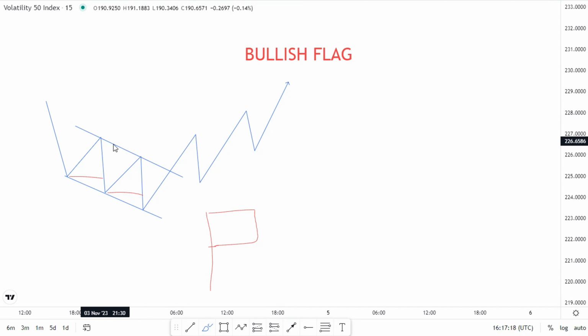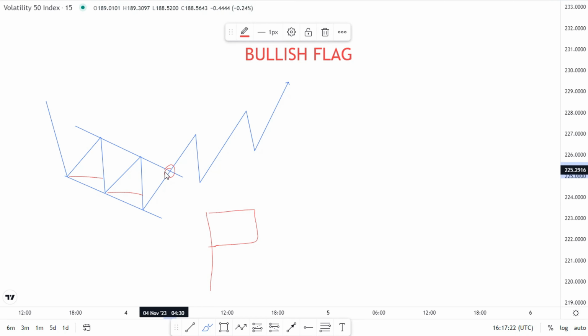So after the break of this flag around this trend here, we saw this market create a new high around these areas here. After the creation of a new high, we expect the market to do some pullback and retest around the top of the trend around these areas here. This is where we will take our entries. So this is the entry area around here.